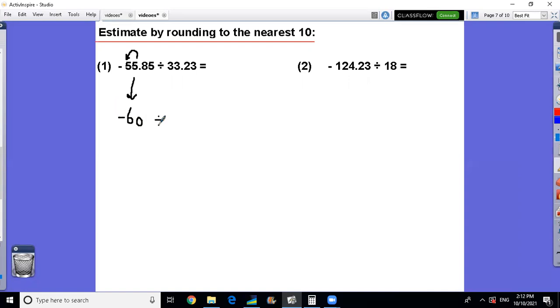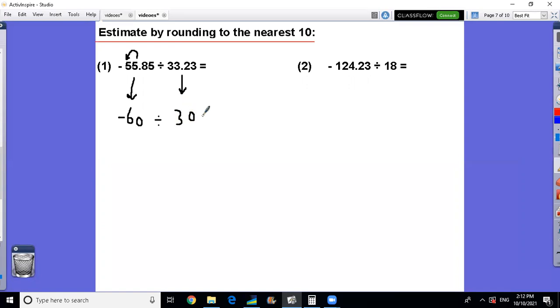Divided by, what about 33.23? How are we going to round this? To the nearest 10, it's closer to 30. By the way, guys, there is another video that I can send to you also in case you need help with rounding. I'm not explaining here how to round, but if you need help with rounding, just text me or send me a message on Google Classroom. I'm going to send you the link immediately. All right, so here, this is going to be 30.